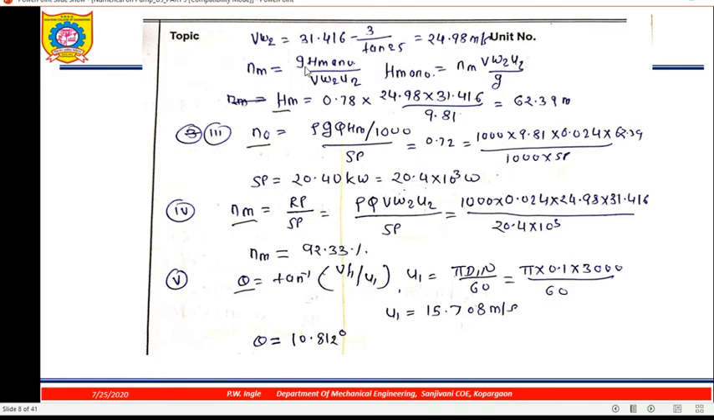Now what is manometric efficiency? It is g into H manometric upon Vw2 into U2. So H manometric equals manometric efficiency into Vw2 into U2 by g. So you just put the values, you will get the answer as 62.39 meter. Now we know that overall efficiency is output by input. Output is water power, input is shaft power. So it is rho g Q H m upon 1000 upon shaft power.